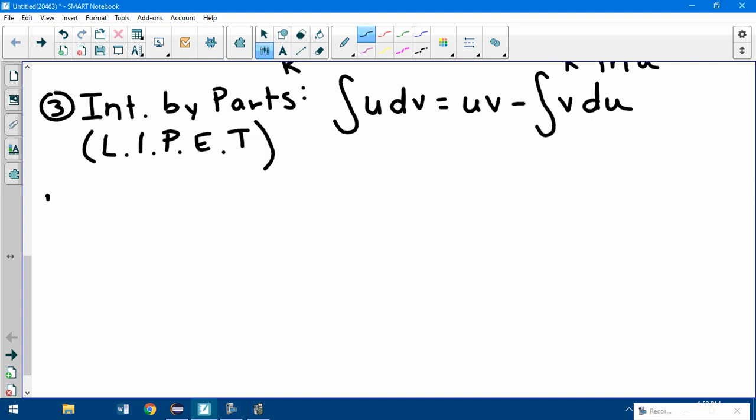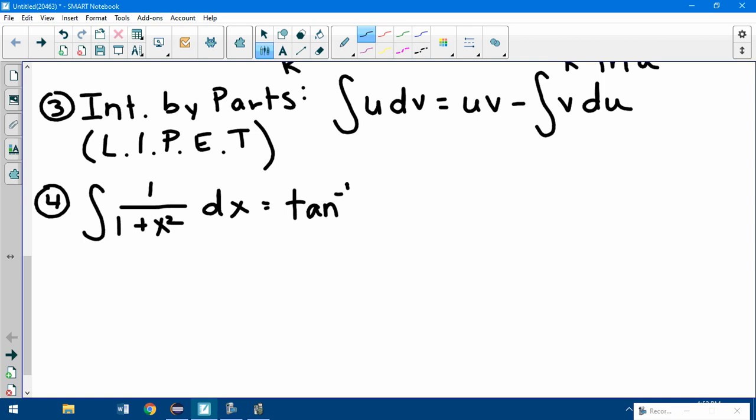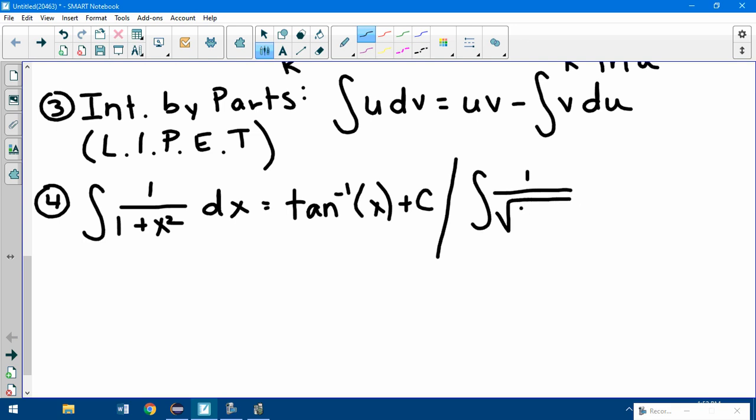Some other more recent ones. When you see the integral of 1 over 1 plus x squared dx, what's that? That's the tan inverse, or arctan, so tan inverse of x plus c. And similarly, the integral of 1 over radical 1 minus x squared dx, what's that? The radical one has the sine inverse of x plus c.